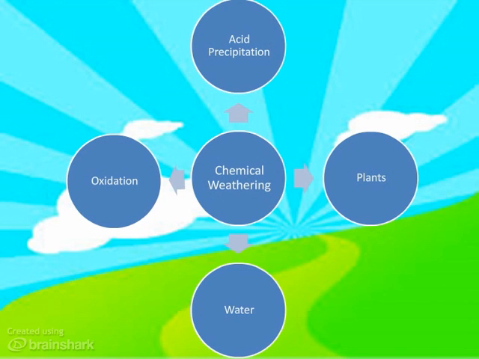So all of those examples we just talked about were mechanical weathering. Now we're going to look at chemical weathering. All of these involve a chemical change that takes place to weaken the rock. And most of these are very slow processes and take a long time to break apart the rock.